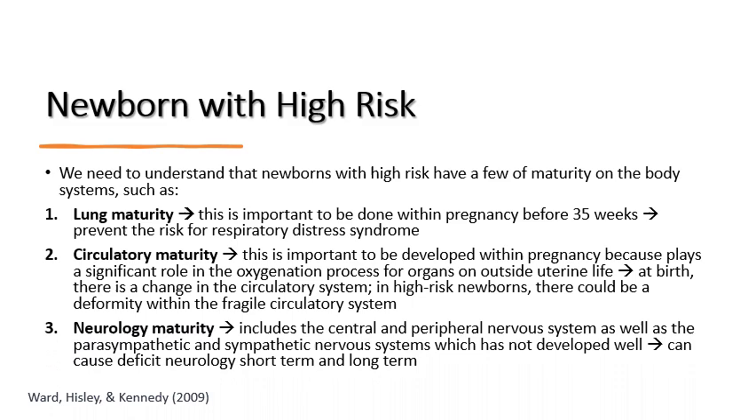The third one is neurological maturity, where the central and peripheral nervous system will be affected, as well as the parasympathetic and sympathetic nervous system. So we understand that once a baby is born premature with high risk, it means they will have neurological deficit, which will happen for a short time or even for a long time.